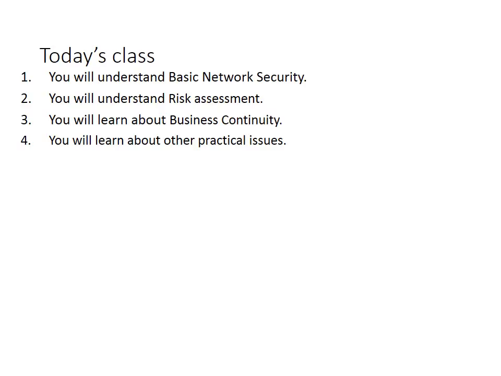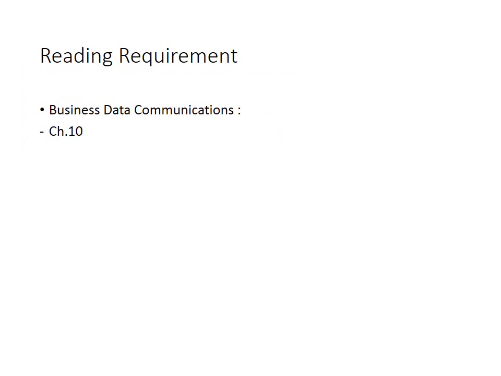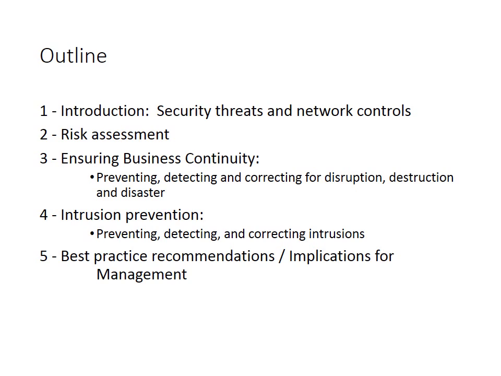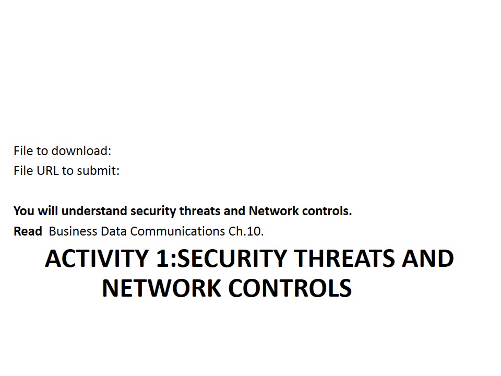In this module, I will talk about basic network security issues, risk assessment, business continuity, intrusion prevention, and other practical issues. You will follow steps to create a control spreadsheet. Read Business Data Communications Chapter 10 for more details. This module is a summary of the textbook. This is the outline for this module. In this activity, I will summarize the overall view of network security.